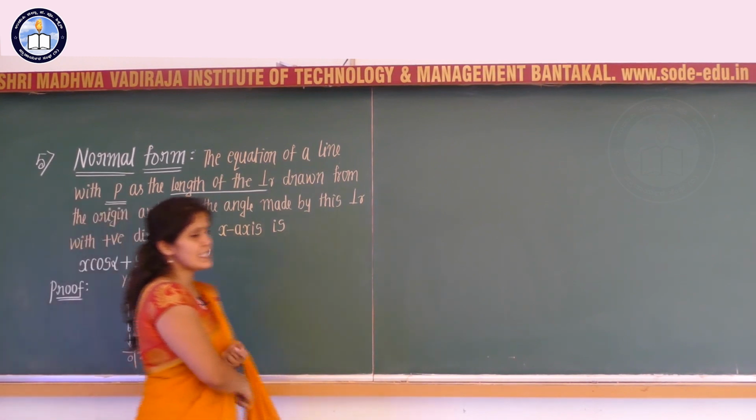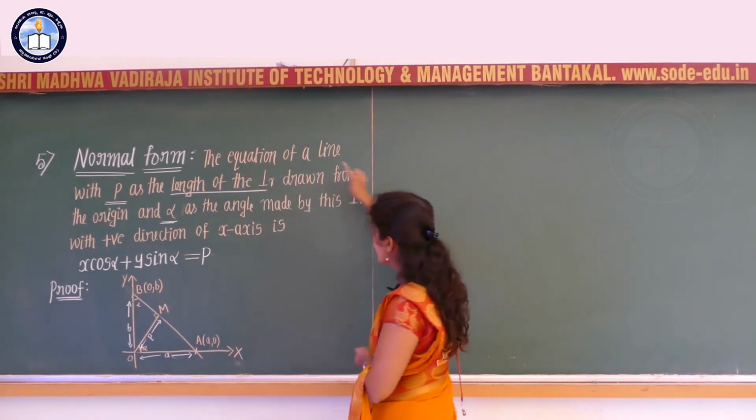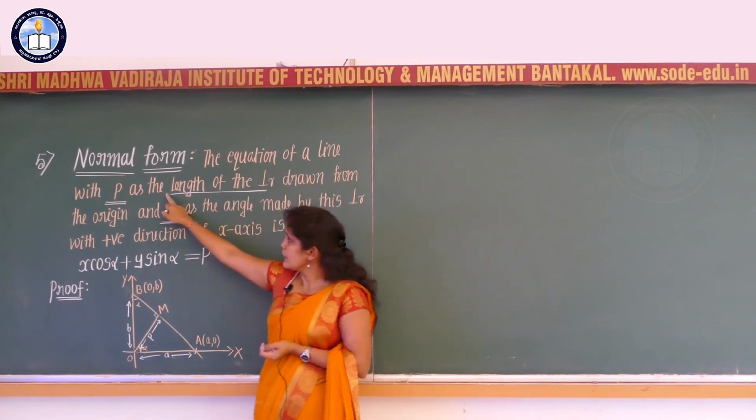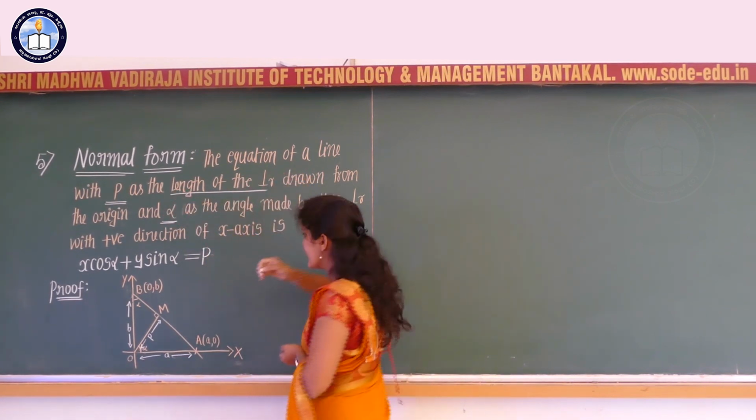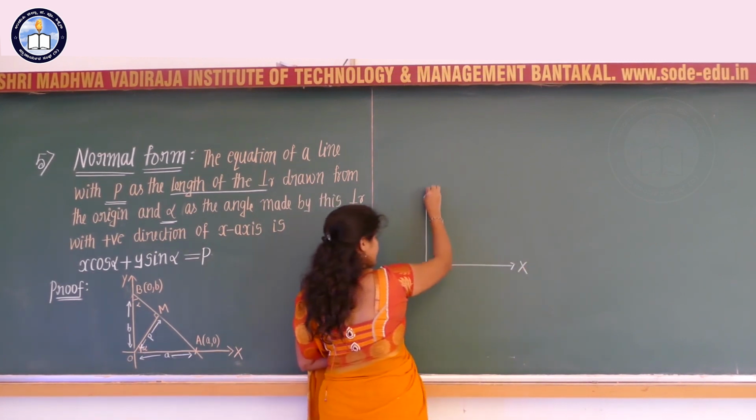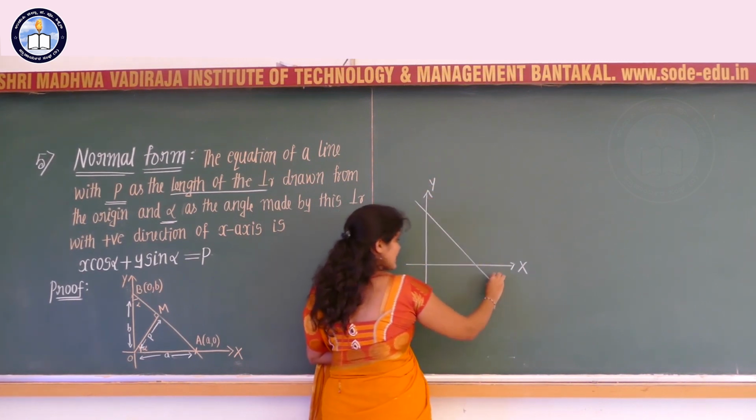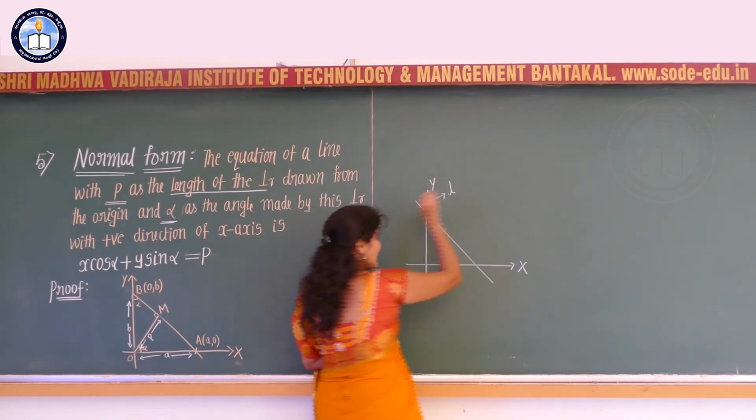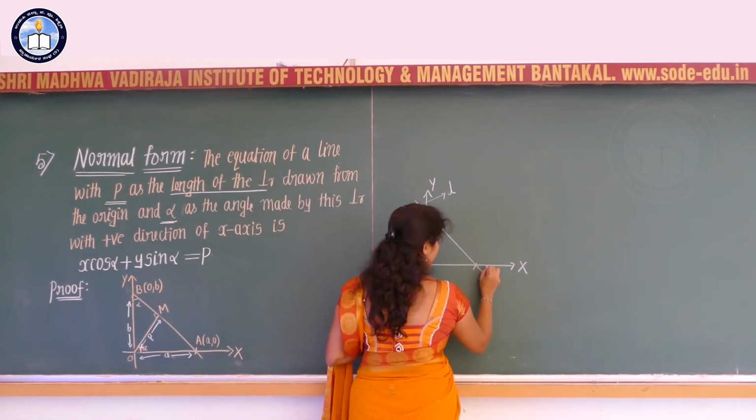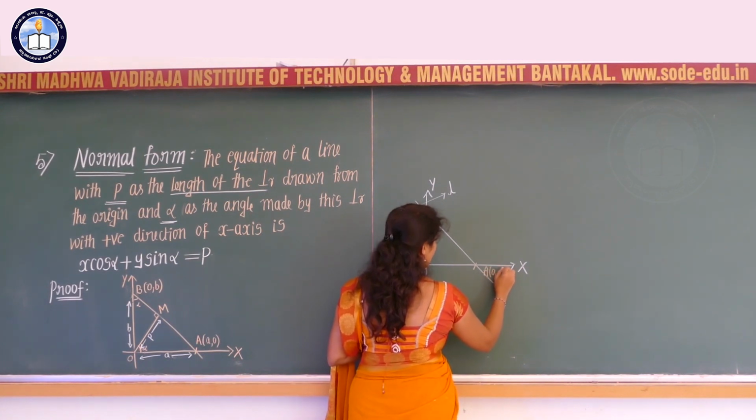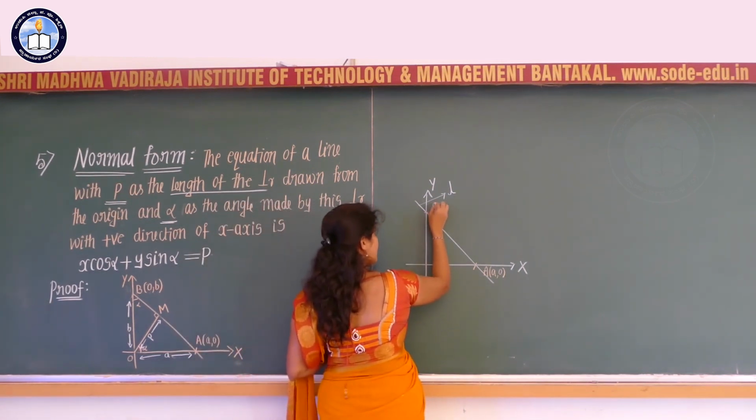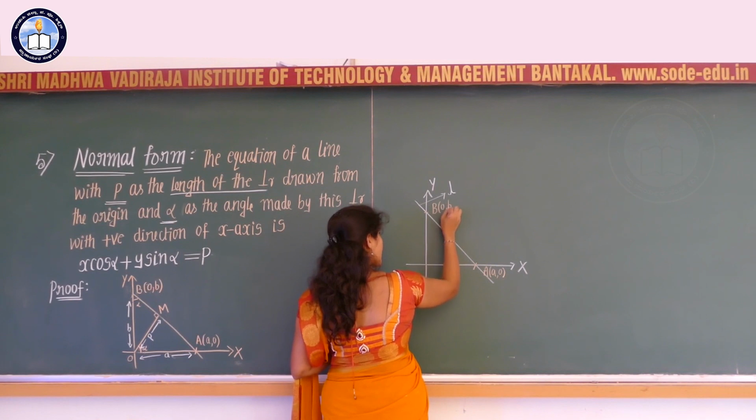So first let me consider the statement initially. We need to find out the equation of a line when it is given that P is the length of the perpendicular from the origin. If we consider the xy plane, with the x axis and y axis, this is the given line, that is nothing but L. L is the given line, and the line cuts the x axis at the point A, and at this point A you can consider the coordinates as A comma 0, and the line cuts the y axis at the point B with the coordinates 0 comma B.